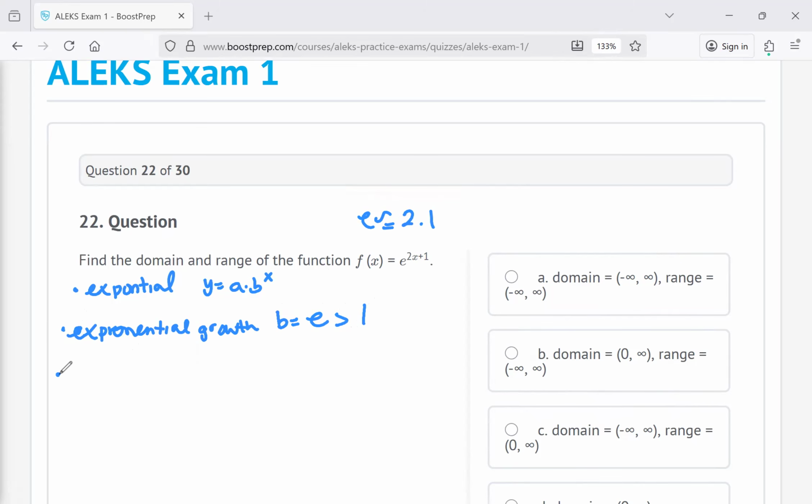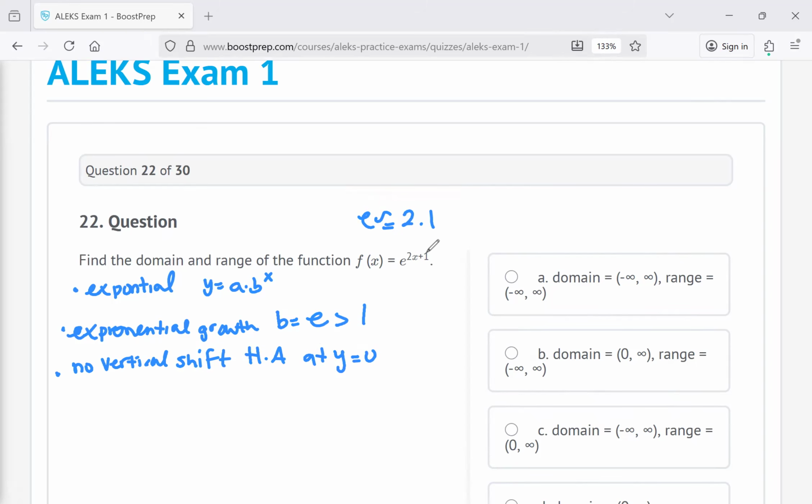And what else? I also noticed that it doesn't have a vertical shift. So what does that mean? If you have a vertical shift, that would be your new horizontal asymptote. We don't have one, so that means our horizontal asymptote is at y equals 0.